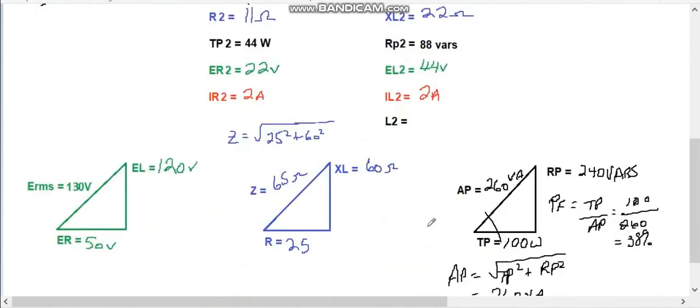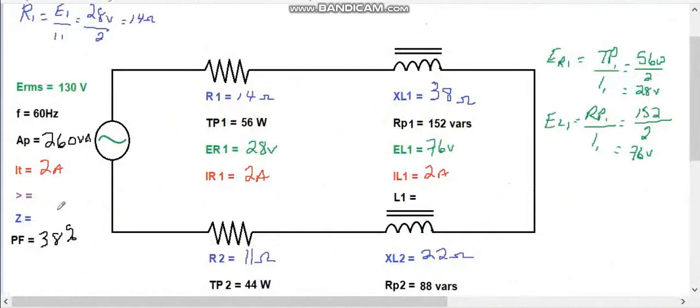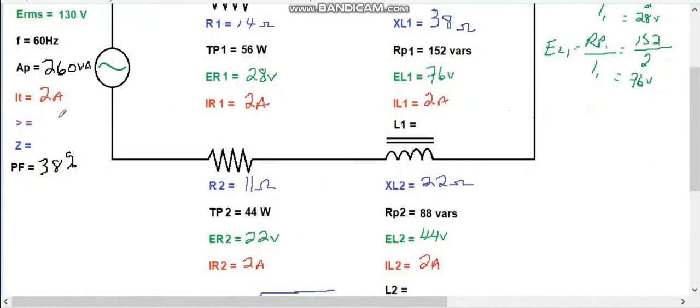And then if I just do arc cos of 0.38, right? Which is my true power over my apparent power is 0.38. Do arc cos, I get 67.4 degrees. 67.4.